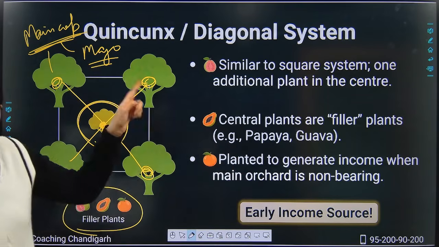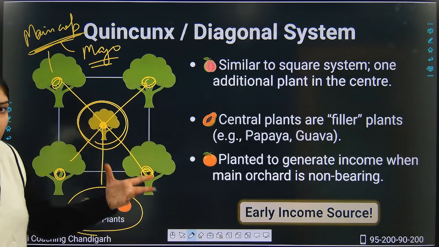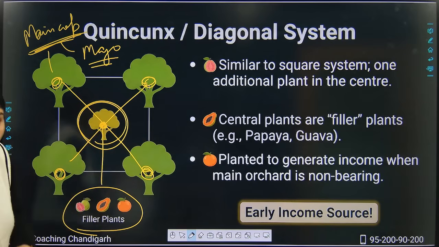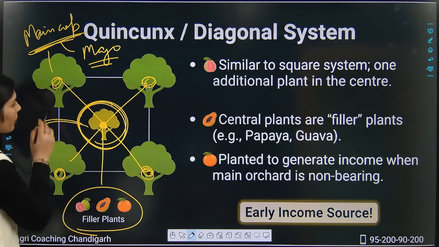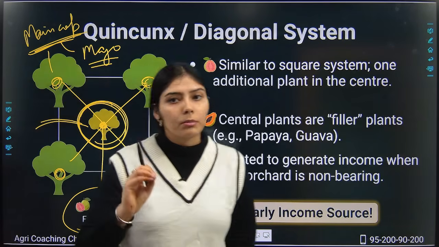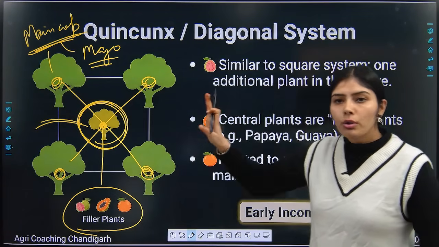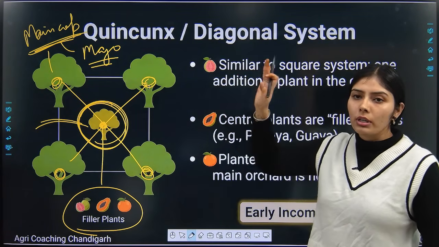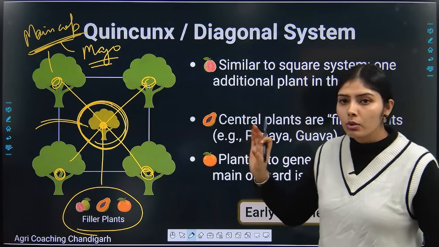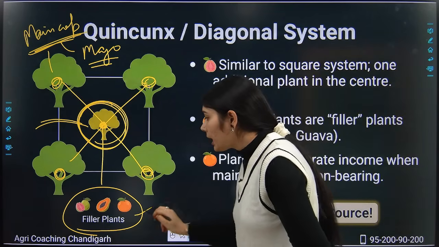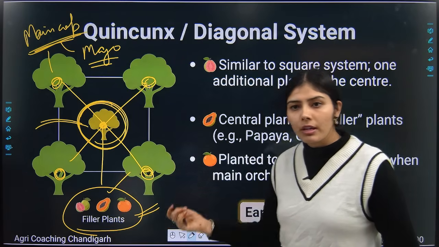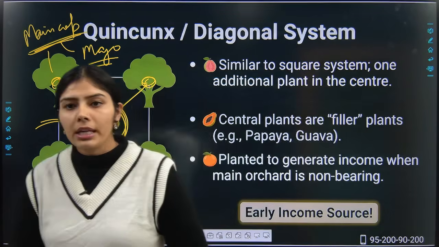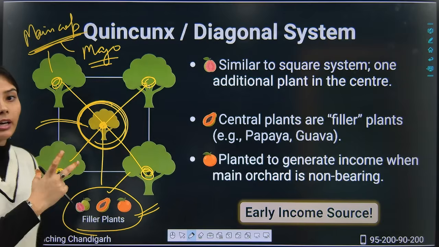And when the main crop comes into bearing, after 5 to 6 years, then these filler plants can be removed. These plants are removed and they are not retained permanently in the orchard. So hence it is known as your quincunx or diagonal system of planting. Okay. So the ideal filler plants are papaya, guava, or kinnow as well, which we can use with our crops.